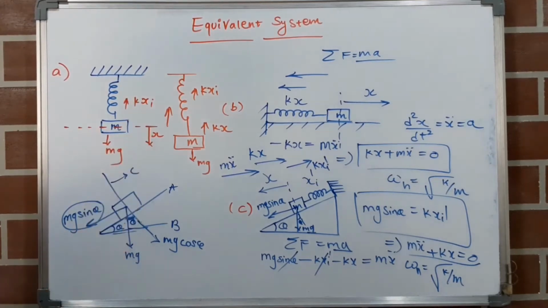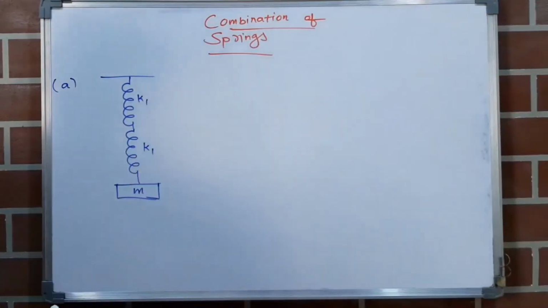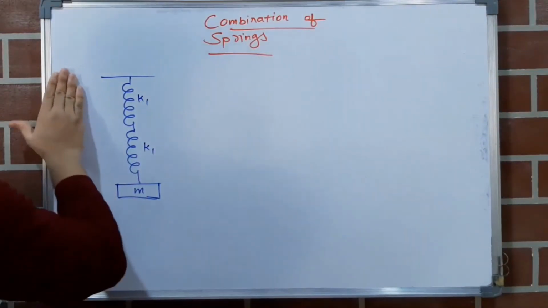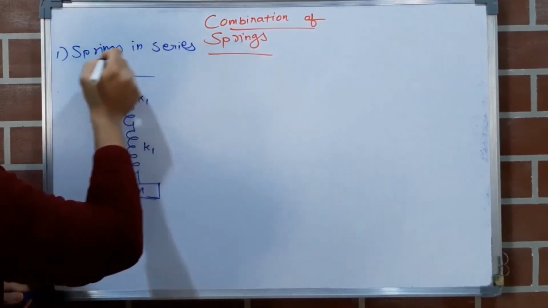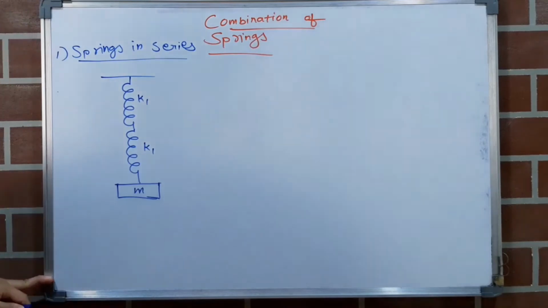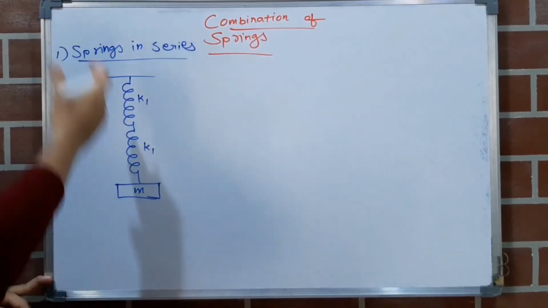This is the equivalent system of spring mass. Now we will see the combinations of spring. Case 1 is springs in series. If we arrange the springs in series combination, then what will be the stiffness of that system?